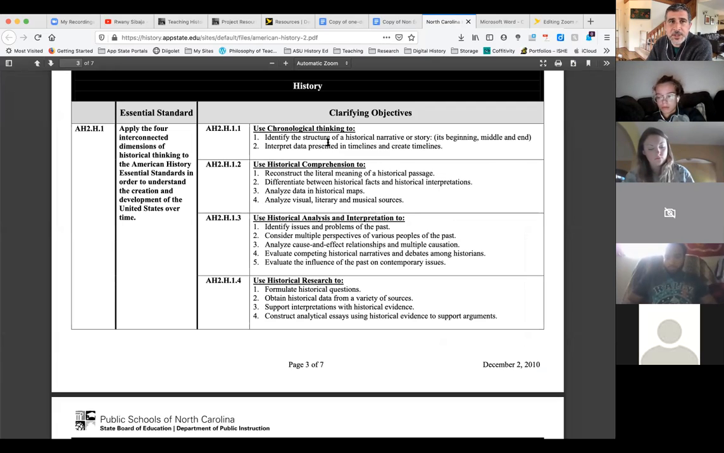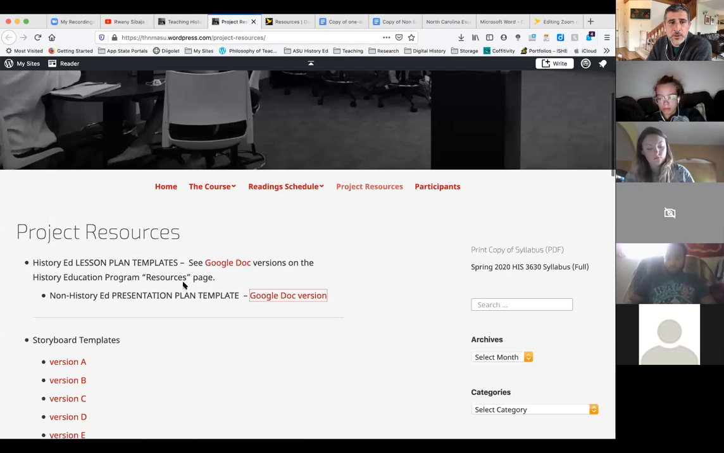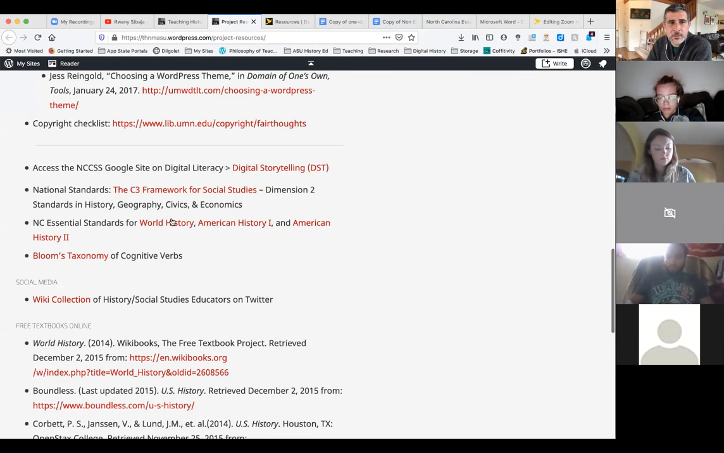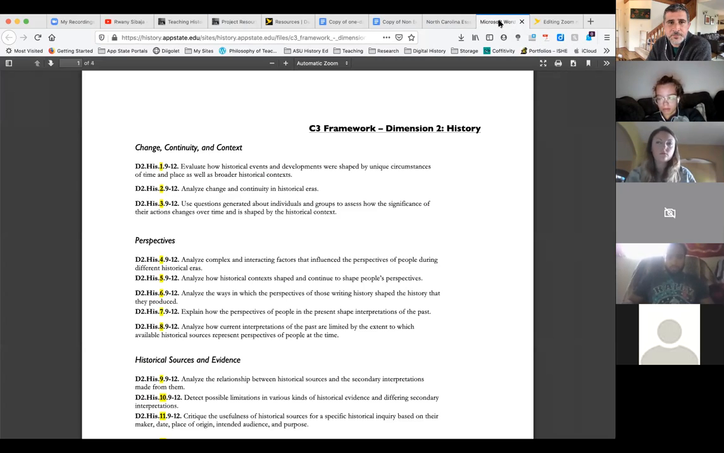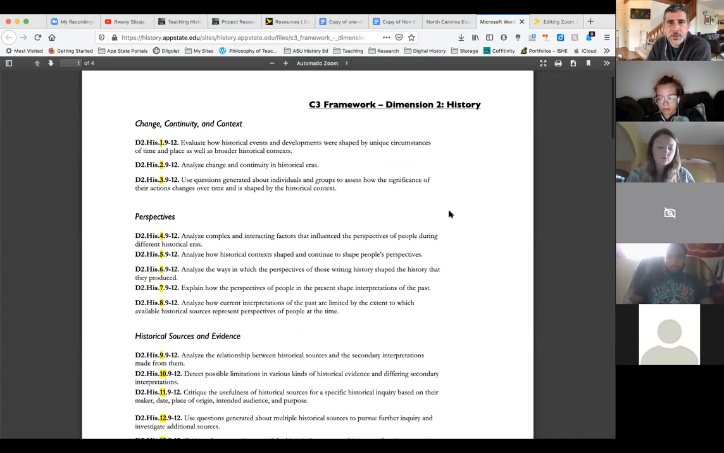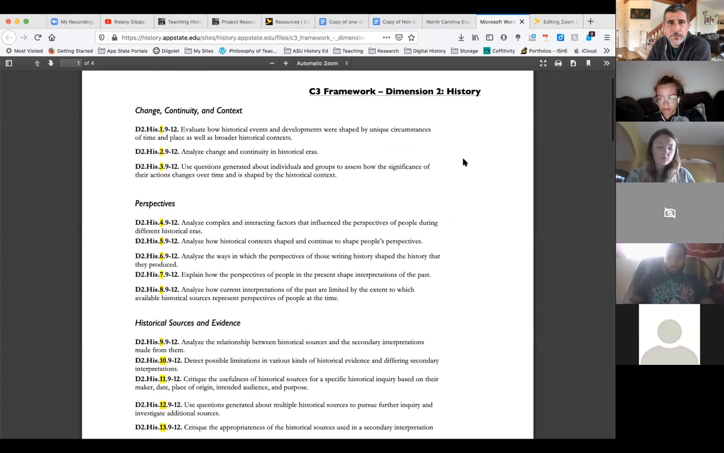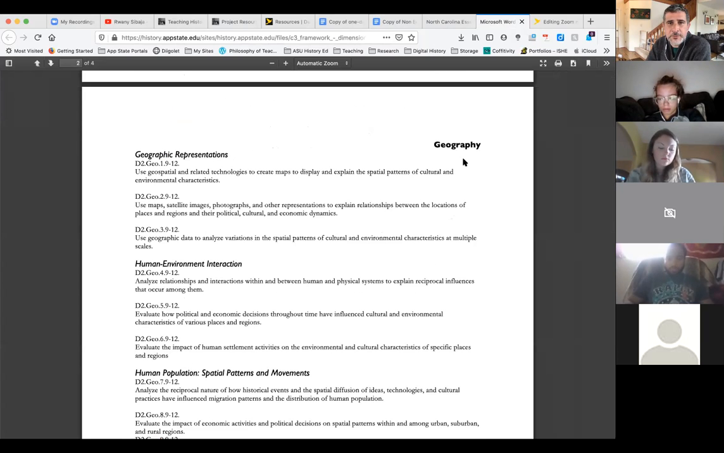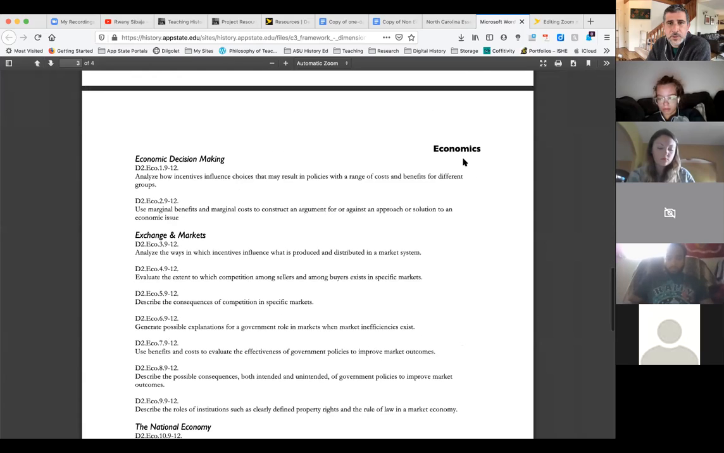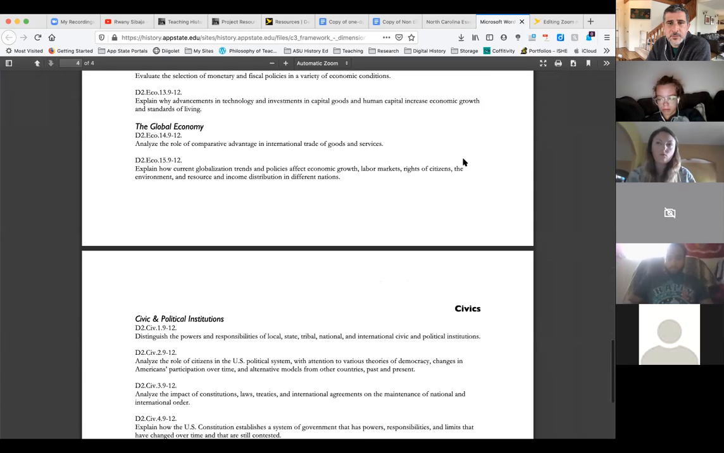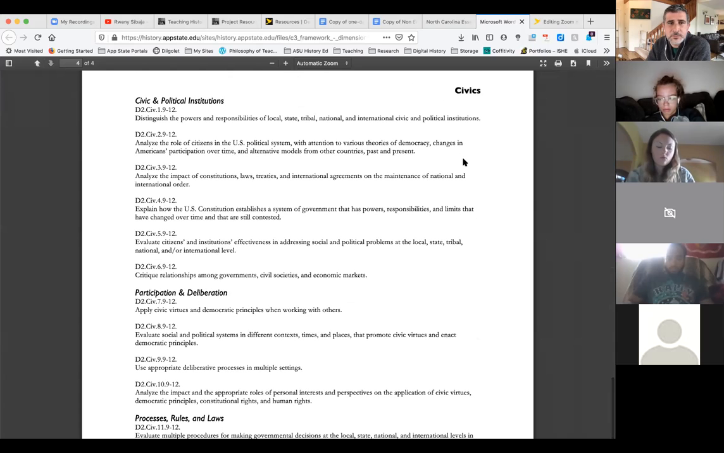The second place you can get it at is through our, if I scroll down again, the C3 framework for social studies. Okay, if you click on that, this is what it looks like. You'll have dimension 2 for history, geography, economics, and civics. So depending on your topic, you can kind of just breeze through them and see which one of these you think is a really good focus.